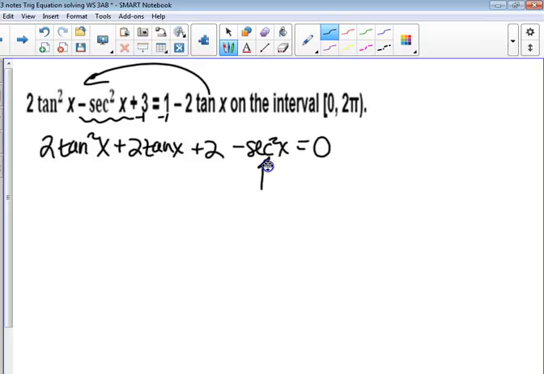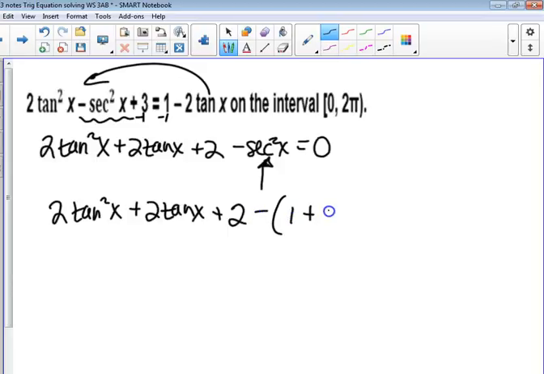Secant squared is... Oh, would that be better if that was a 1 plus tangent squared? Because we wouldn't have any secants anywhere, then we'd only have tangents, right? Okay. So we're going to replace this. I have a 2 tangent squared plus a 2 tangent. I didn't do it in the same order that your worksheet does, by the way. And what's 1 plus tangent squared? Is the trade, and when I distribute it, it will become a minus tangent squared, right?